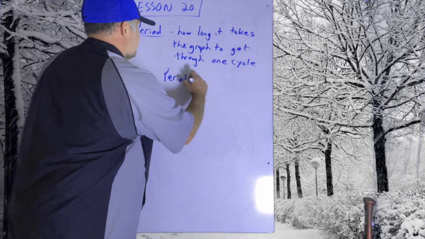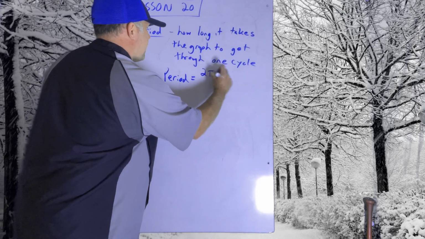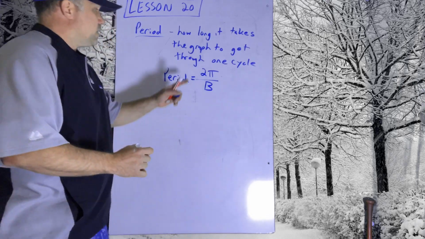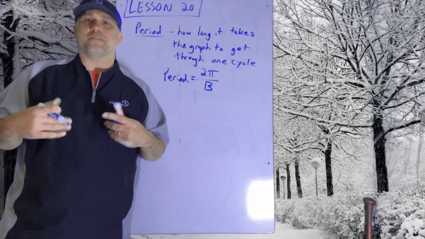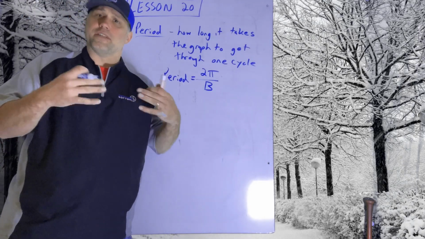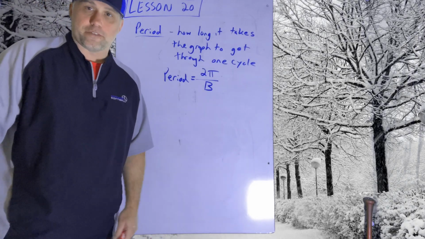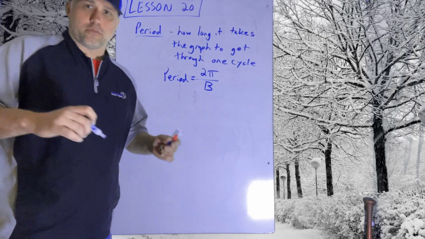Period is always going to be equal to 2 pi divided by your B value. So whatever your B value is, divided into 2 pi. We're not actually going to divide it in and get a decimal. We're going to leave it as a fraction, but that will get you the period of your graph. So I'm going to show you how that relates to all this.